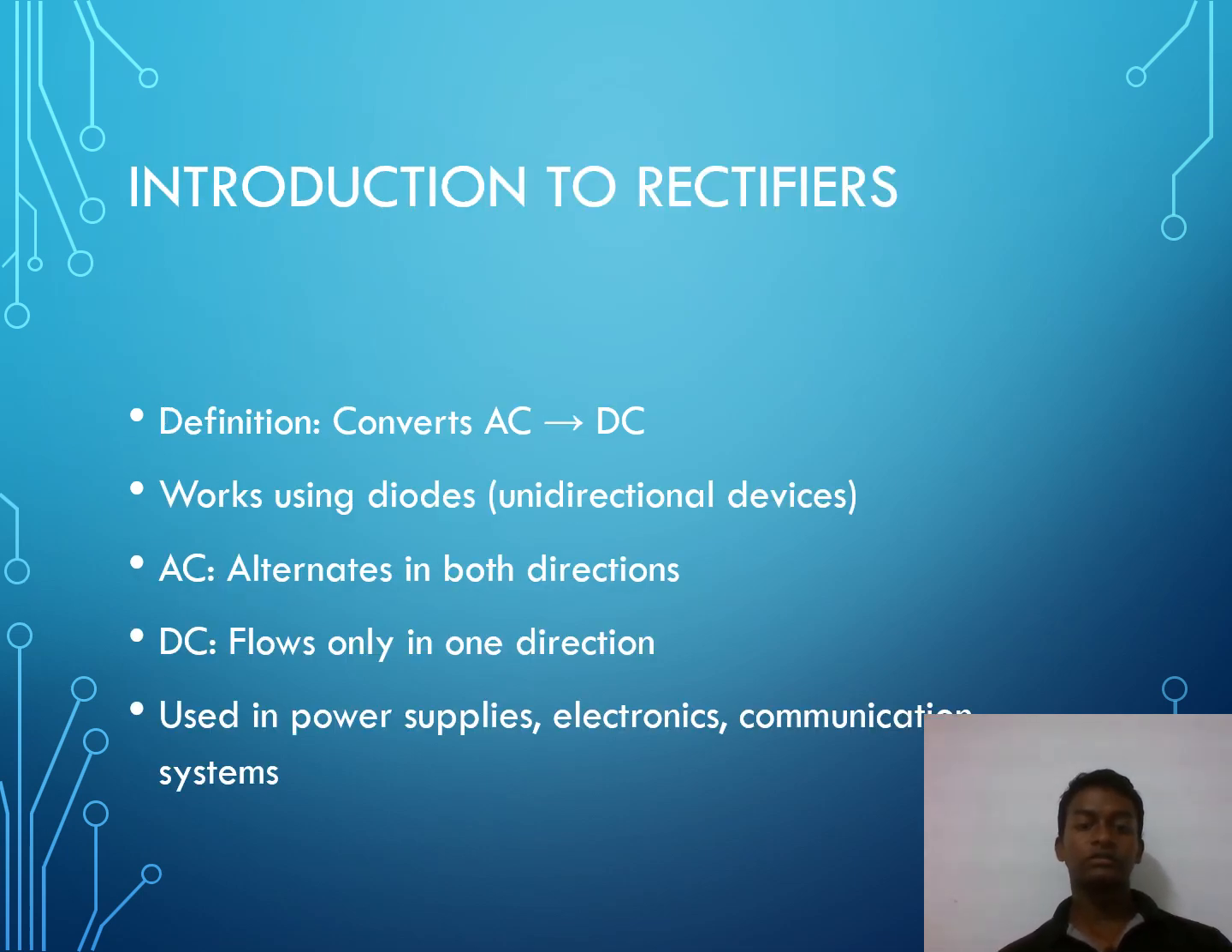Introduction to rectifiers. A rectifier is an electronic circuit that converts AC into DC, alternating current into direct current. The key component of a rectifier is the diode, which allows current flow only in one direction. AC constantly changes its direction, whereas DC flows steadily in one direction. Since most of our devices require DC, rectifiers play a vital role in converting household AC to usable DC for circuits.